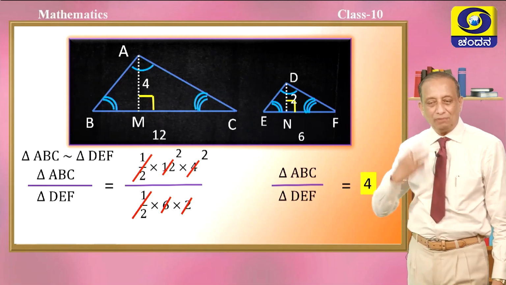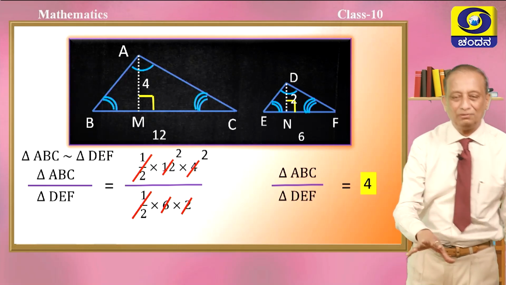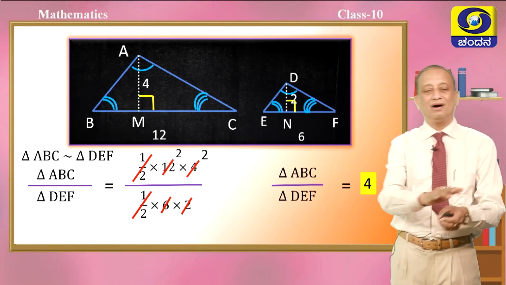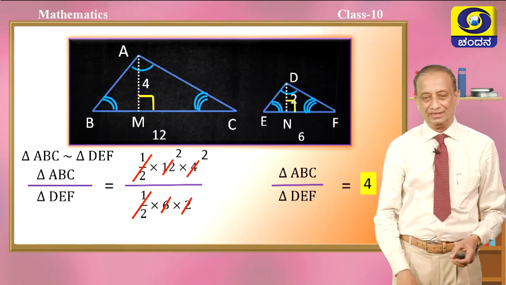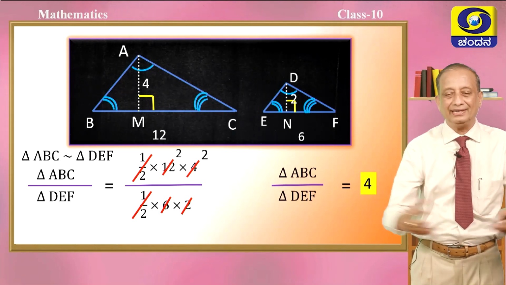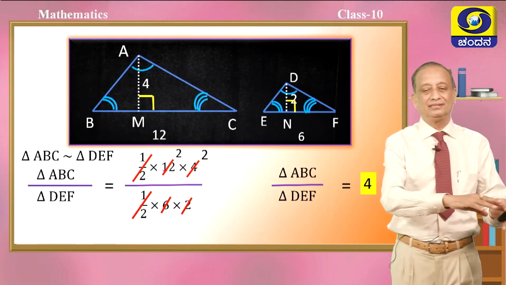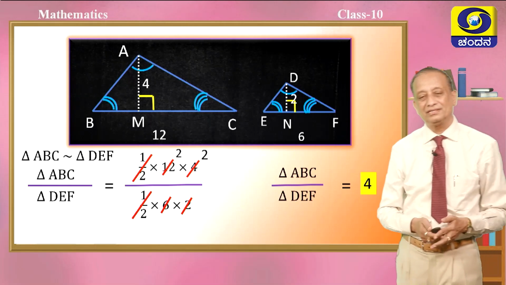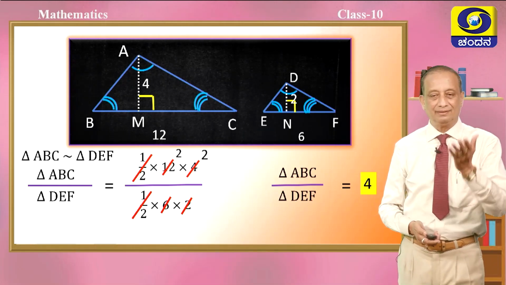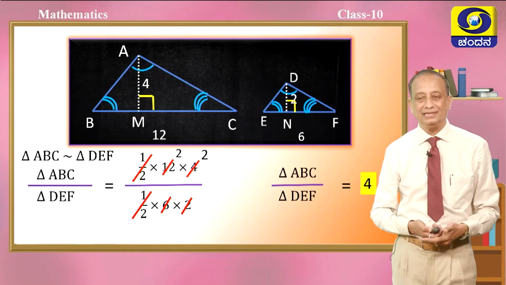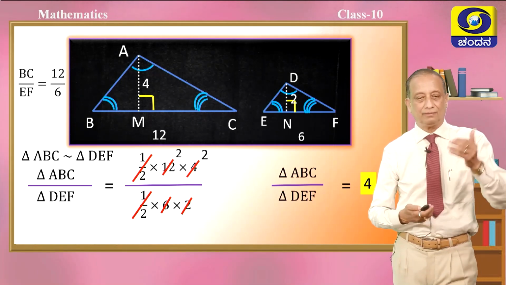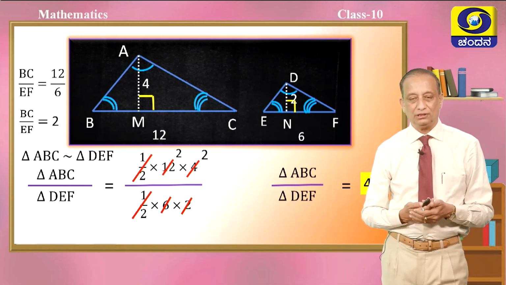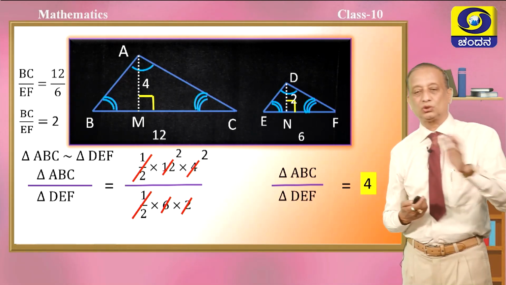But we wanted to link the ratio between the areas to the corresponding sides of the two similar triangles. Is it possible to explore a kind of relationship between the areas of similar triangles and the ratio between the corresponding sides? No doubt. In this case, BC is double EF. So, we will write down first. BC upon EF is 12 by 6 is equal to 2, which means BC is twice EF.